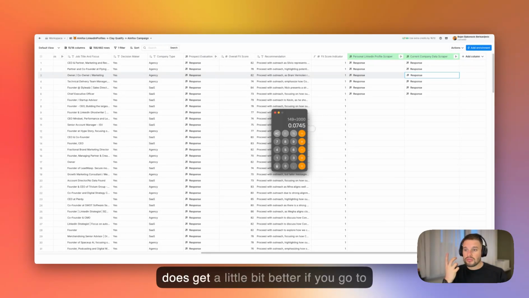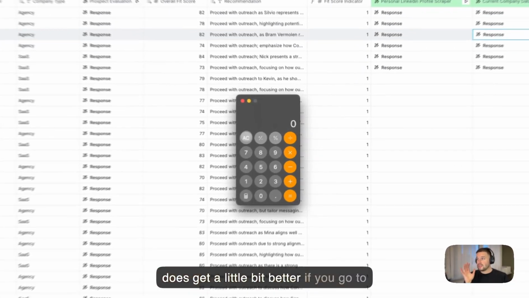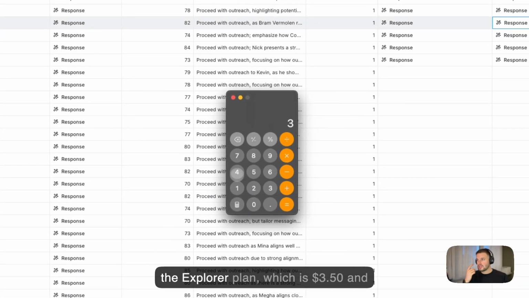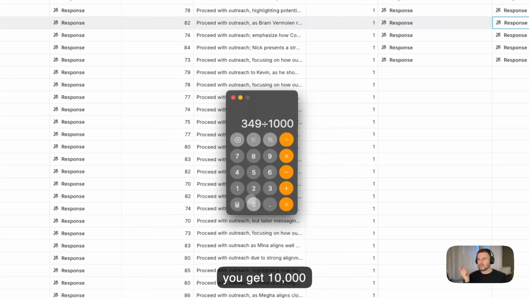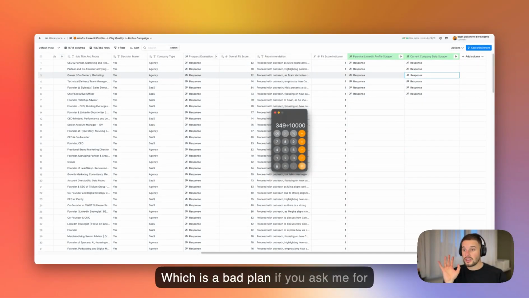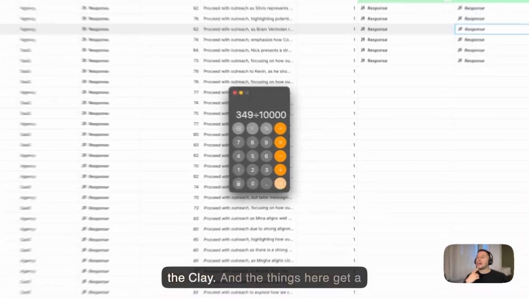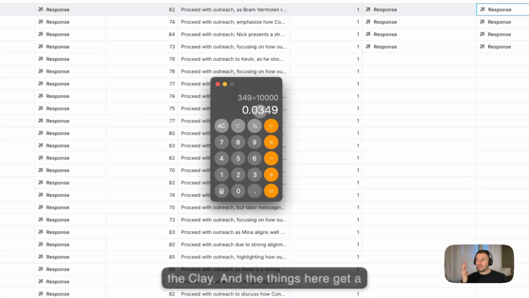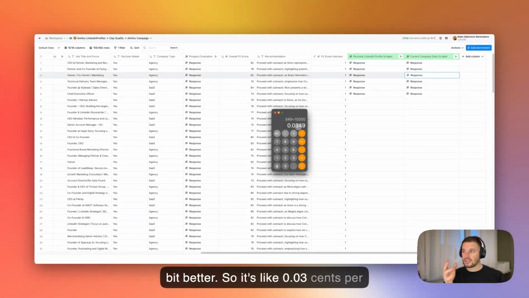Things do get a little bit better if you go to the Explorer plan, which is 350. You get 10,000 credits, which is the best plan for Clay if you ask me. And the numbers here get a bit better. So it's like 3 cents per search.